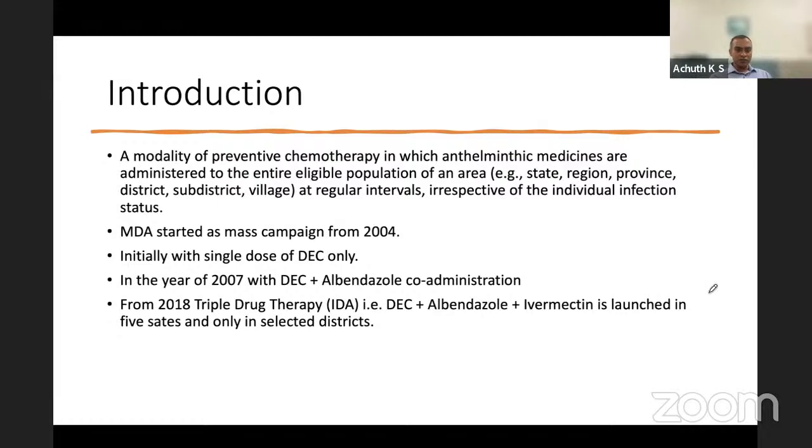Two drugs were given. In 2018, there was introduction of ivermectin in 5 selected states and only in selected districts of those states. Currently, it is 21 districts of 5 states where this triple drug therapy is introduced. That is ivermectin, albendazole, and DEC.